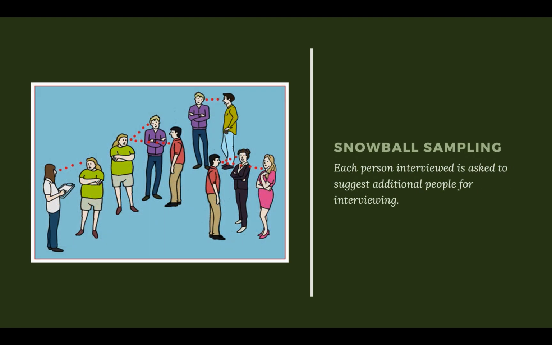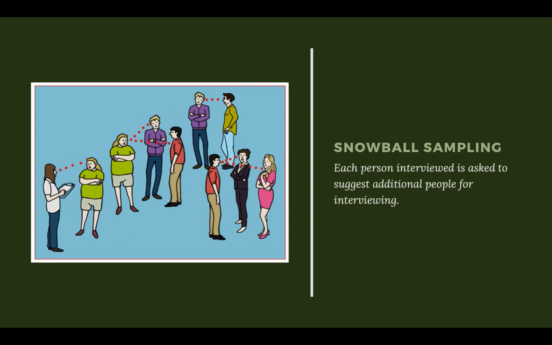Snowball sampling. This is a common technique used in qualitative research, especially with interviewing. Snowball sampling is a technique where each person who's interviewed is asked to suggest an additional person to be interviewed. In this sense, I say, hey, I want to talk to you about your experience with protest participation. I interview you, and then at the end of the interview, I say, would you like to suggest anybody else who I could potentially talk to about protest participation?